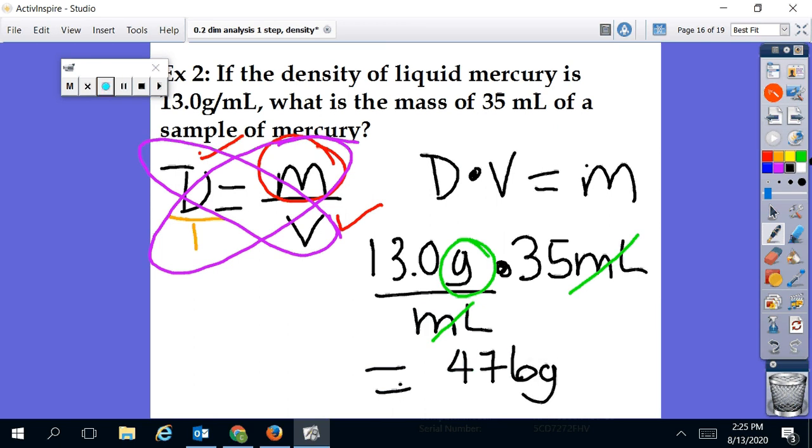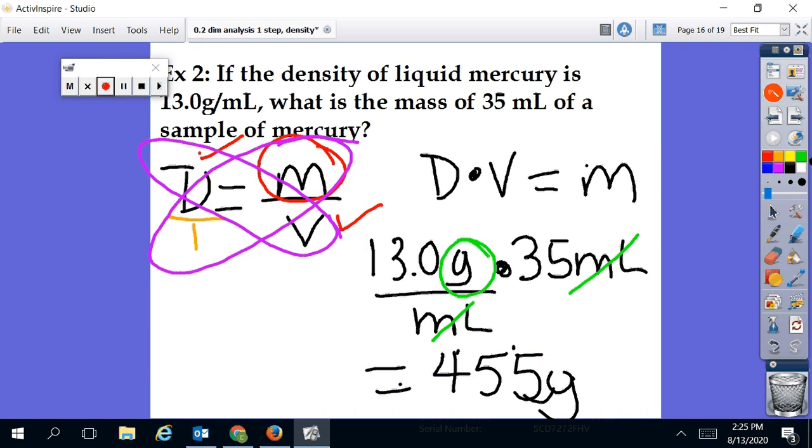I might have done this math a little wrong. Hold on 1 second. 13 times 35, 455, excuse me. I had a typo. 455 grams. Now, that's the right units.